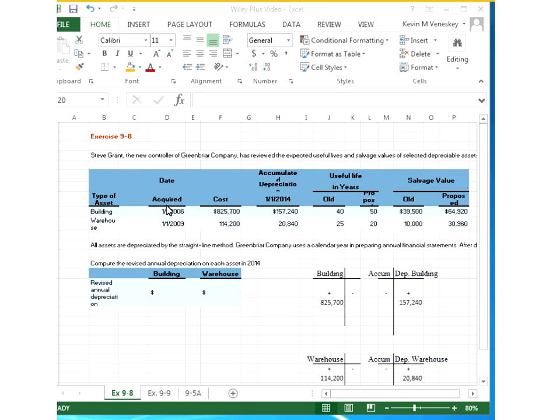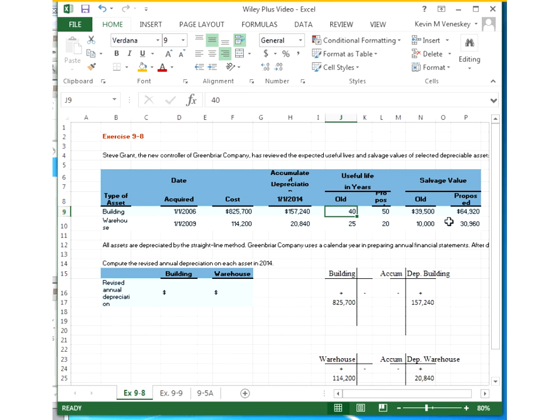What's happening here, just to give you a quick 1-minute recap, is they had an old accountant who, when they bought these two items, the building and the warehouse, decided that the building had a useful life of 40 years and a salvage value of $39,500. But recently they got a new accountant who said those estimates weren't really accurate. We really should have been using 50 years and a salvage value quite a bit higher for the building. Same for the warehouse, just different numbers going different directions.